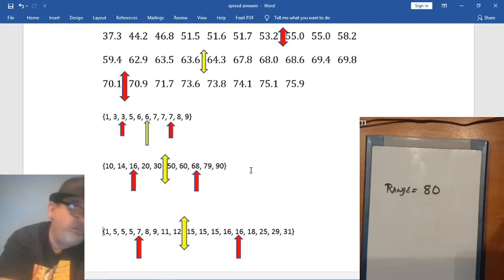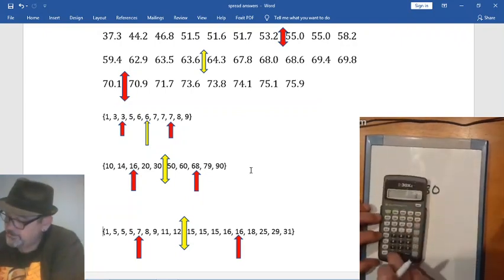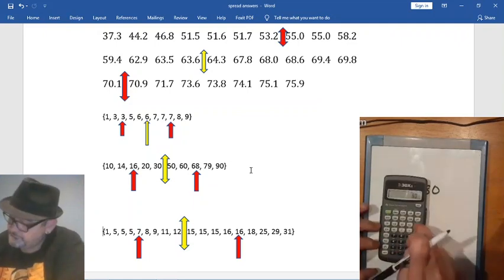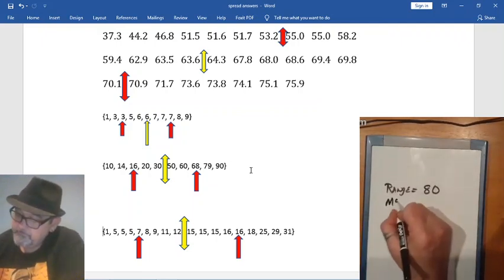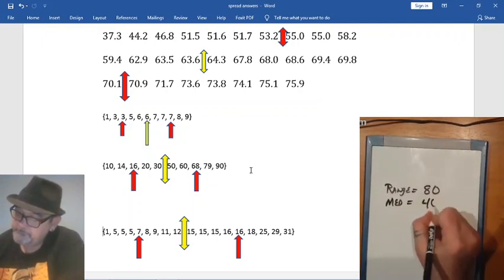So what do we do? We take the average. So you take 30 plus 50 and then divide by 2. 40. So my median would be 40.